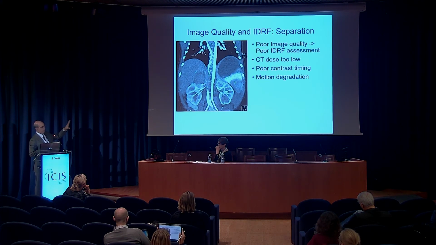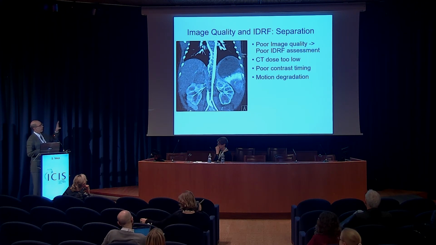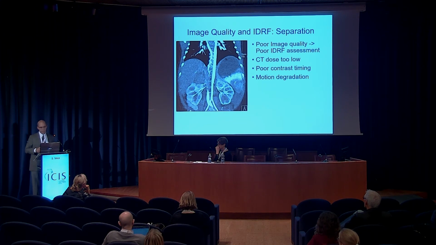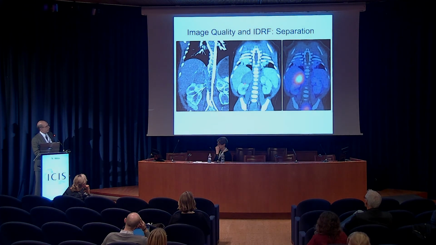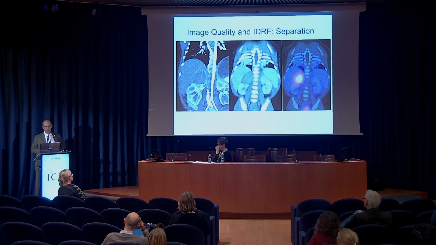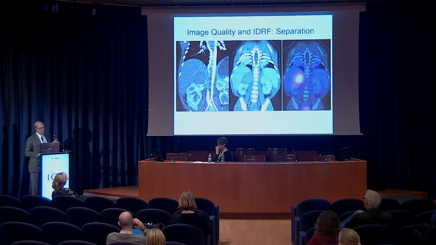Now, in terms of distinguishing separation from invasion or infiltration into an adjacent structure, we need to do high-quality imaging, and this is just my little pet peeve. Poor quality imaging leads to poor quality IDRF assessments, and that can be motion on an MR, too low a dose on a CT, poor contrast timing, any of those. I don't think any of us would feel comfortable determining whether there's a plane of separation between the suprarenal mass and the kidney. And in fact, look at the comparison to the MIBG scan. This was contrast given on a low-dose attenuation correction CT, which is in fact of higher quality than our regular diagnostic quality CT.